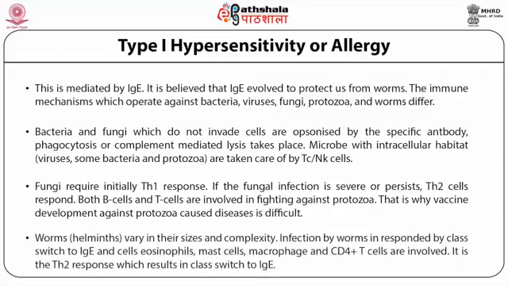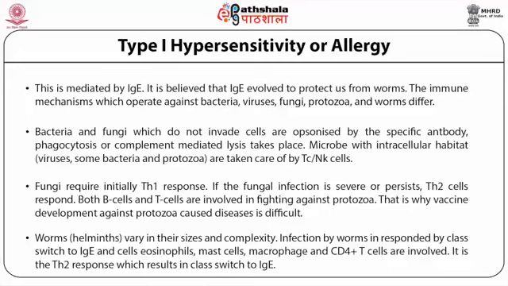Worms, which are also called helminths, for example, vary in their sizes and complexity. Infection by worms is responded to by class switch to IgE and eosinophil cells, mast cells, macrophages and CD4 positive T cells. It is the Th2 response which results in class switch to IgE.